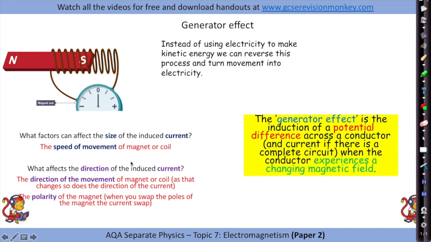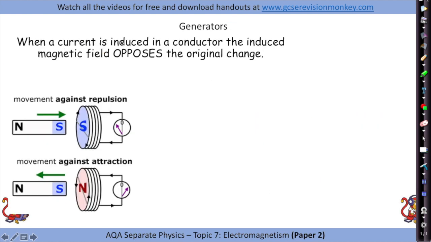What affects the direction of the induced current? Well, the direction of the movement of the magnet. So if I push the magnet in, we're going to get current one way. As I pull the magnet out, we're going to get the current the other way. And if I was to switch the north and south poles round, we would find that would change the direction of the current. Now, when a current is induced in a conductor, the induced magnetic field opposes the original change.